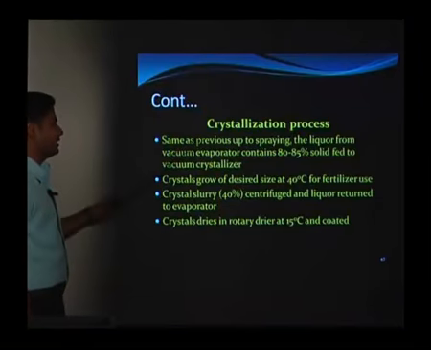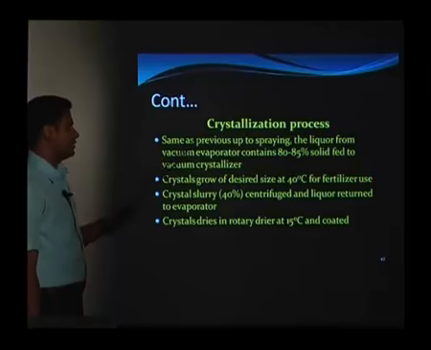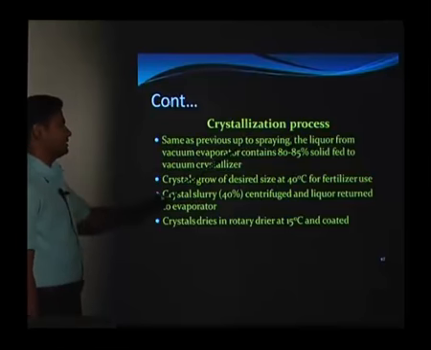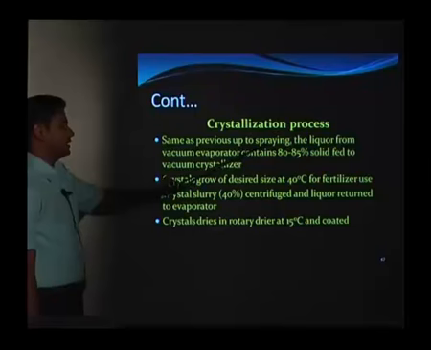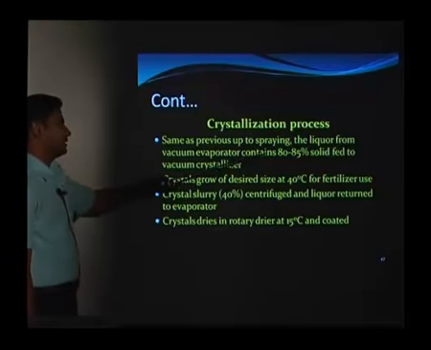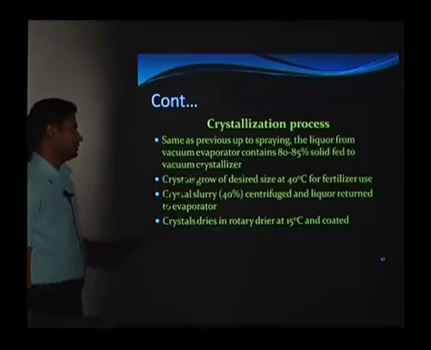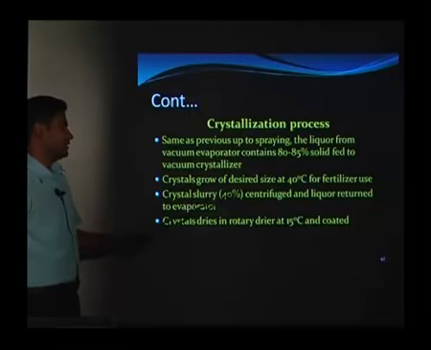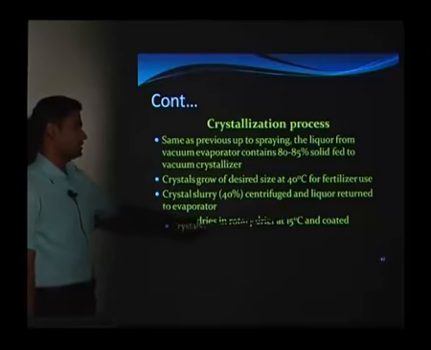The next one is the crystallization process, which is not shown in the PFD. It is the same as the previous one up to this spraying. The liquor from the vacuum evaporator contains 80 to 85% solid and is fed to the vacuum crystallizer. Crystals grow to the desired size at 40 degrees Celsius for fertilizer use. Then the crystals are centrifuged and the liquor is returned to the evaporator. Crystals are dried in a rotary dryer at 15 degrees Celsius and coated.